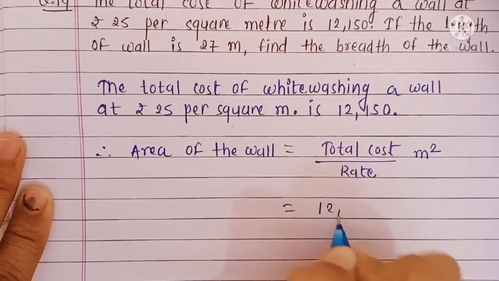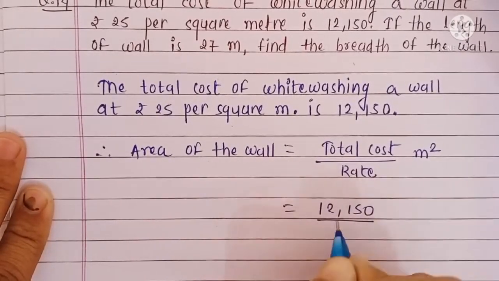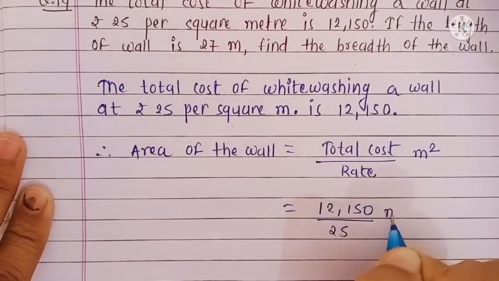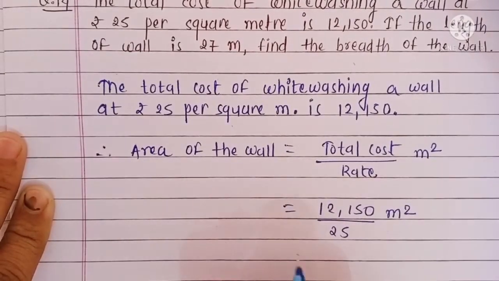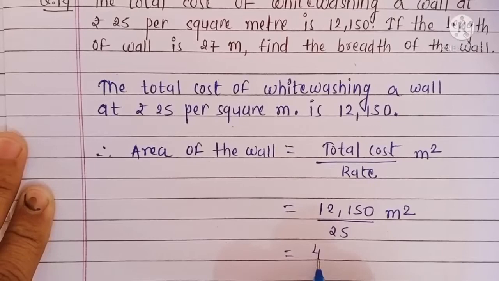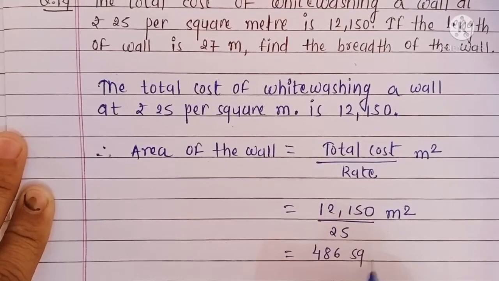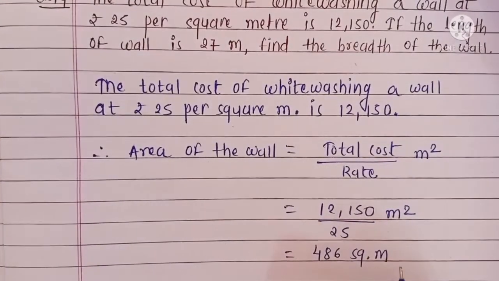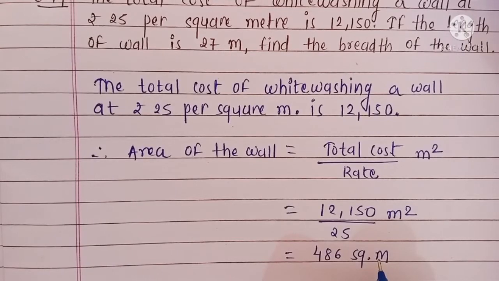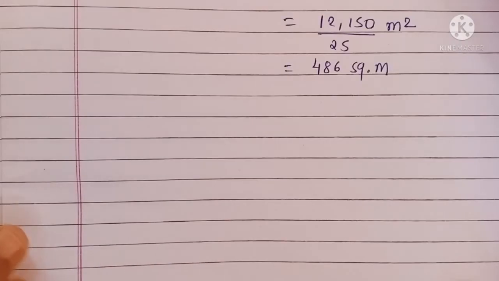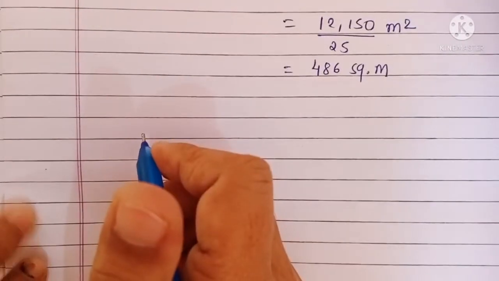So 12,150 divided by 25 and we get answer 486 square meter. This is the area of the wall. Now we want to find breadth of the wall.